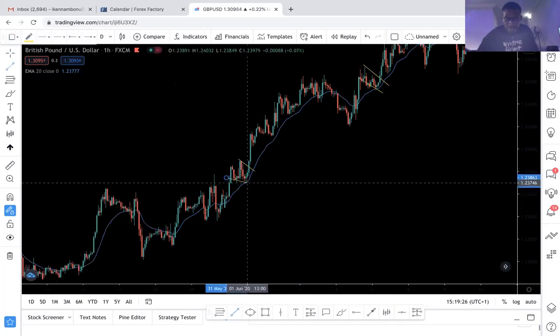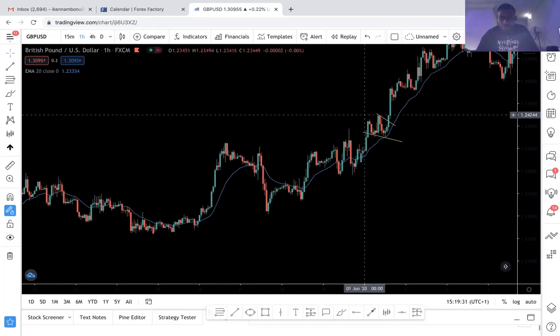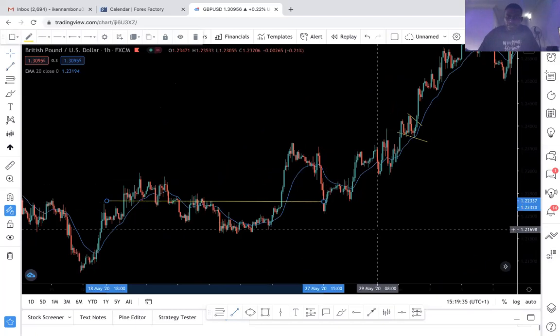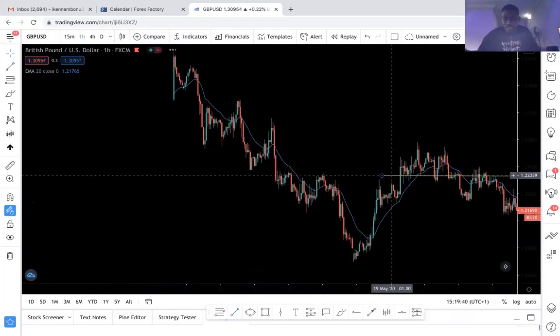That is your entry. Okay, so all this makes sense, and that's how I use the 20 EMA in an uptrending market and a downtrending market. When price is moving sideways, just like this, the 20 EMA is useless. You want it in a trending market, okay? A strong trending market, just like the one I gave you.